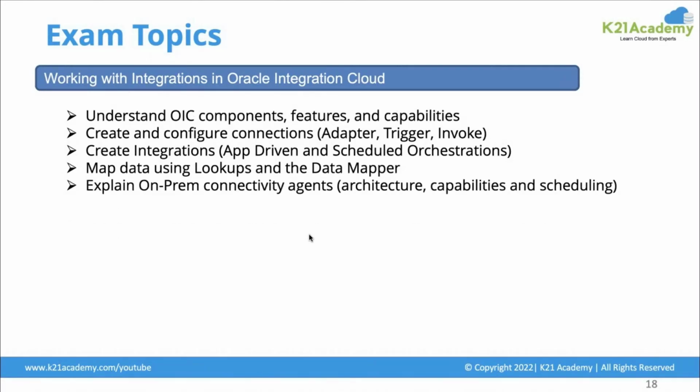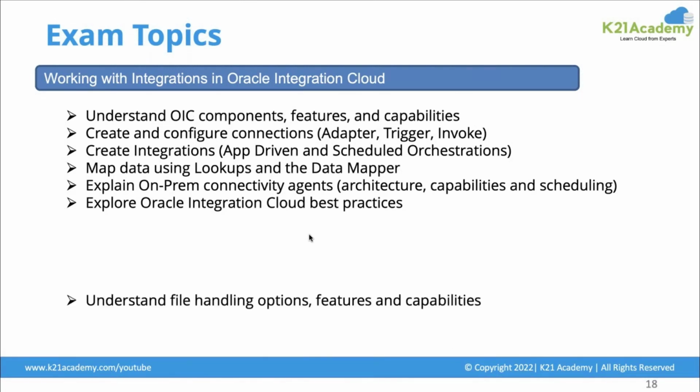Explain on-prem connectivity agent, like what are the connectivity options, what connectivity agent options are available, something like this. And of course, the best practices. What are the best practices that you follow? There may be a question.